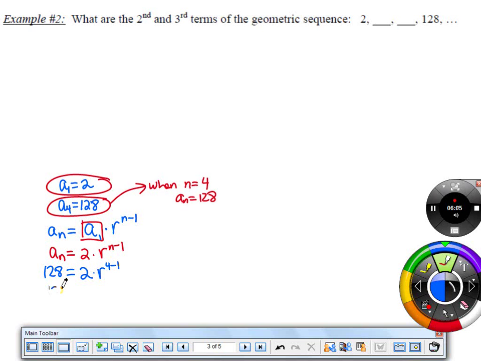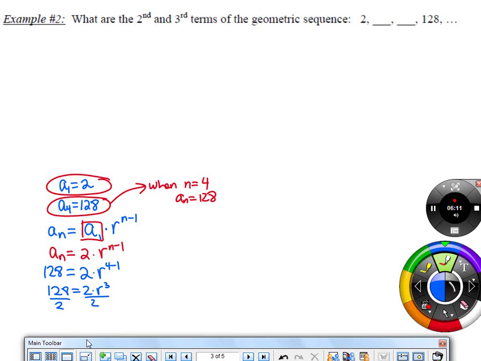So I'm going to have 128 equals 2r cubed, and I'm going to solve this equation. We should have some familiarity solving this because of our last unit where we worked with radicals. Okay, so r is going to be 4. So now I know my common ratio is 4.